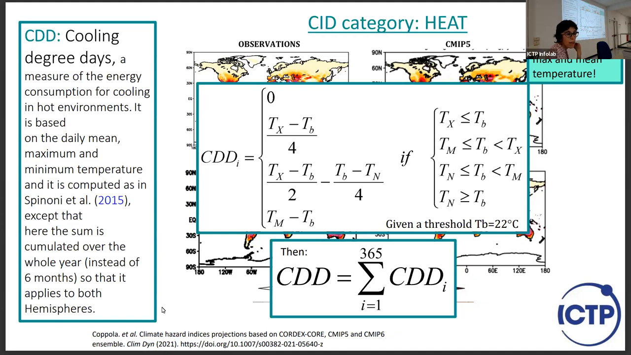A threshold is fixed, like 22 degrees, and then we need to use as input the daily minimum, maximum, and mean temperature, and then we can compute the index with these formulas. If we want the index computed for the whole year, then we sum all the daily indexes within that year.